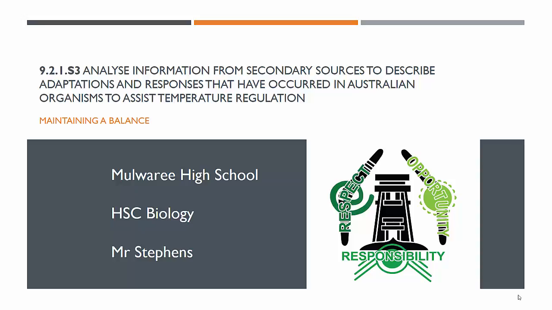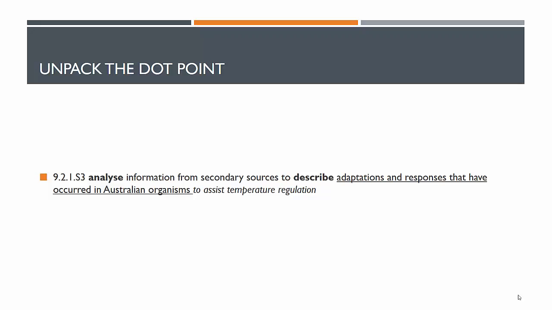Today we are looking at adaptations of Australian organisms to temperature regulation. Let's have a look at what our dot point's asking us to do. So the first verb we see is analyse information. This is about asking questions of your searching capacity, like how are you tapping into the wealth of information that's out there on the web. What faculties are you using to determine credibility, usefulness, and relevance? So that's what that little bit means.